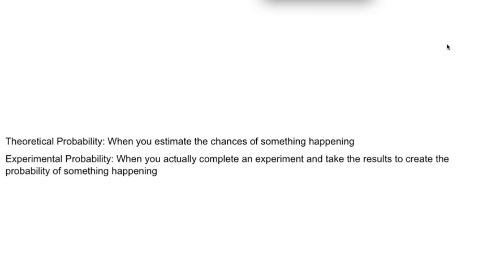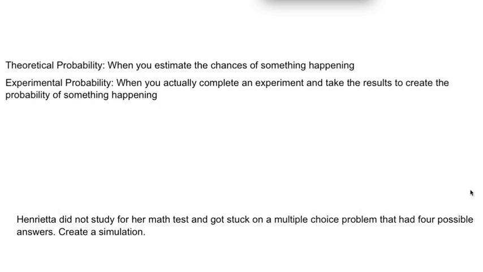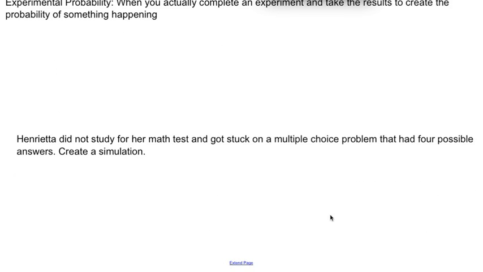Let's do a practice problem with this. Let's say Henrietta did not study for her math test and got stuck on a multiple choice problem that had 4 possible answers. So let's create a simulation. If we start out with step 1, what are the possible outcomes and what are their theoretical probabilities? There are 4 possible outcomes because you have 4 possible answers. But then you only want 1, so that's 1 over 4, which is 25%.